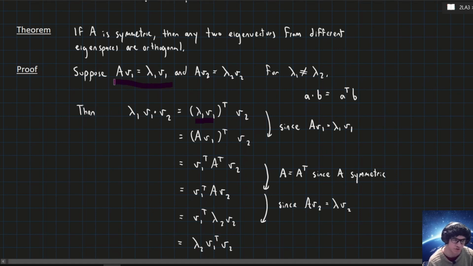By the eigenvector equation, this is equal to A times V1, so I put that in here. Now I spread the transpose to the factors like this, and remember I have to reverse the order. Now I have A transpose. Since I'm assuming A is symmetric, I can replace A transpose with just A. Now I have A times V2, which is equal to lambda 2 times V2, just by this equation up here.